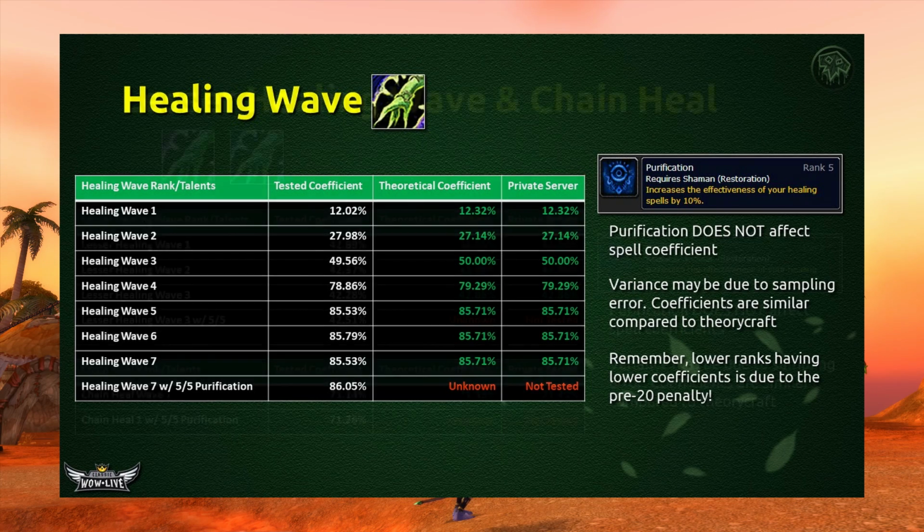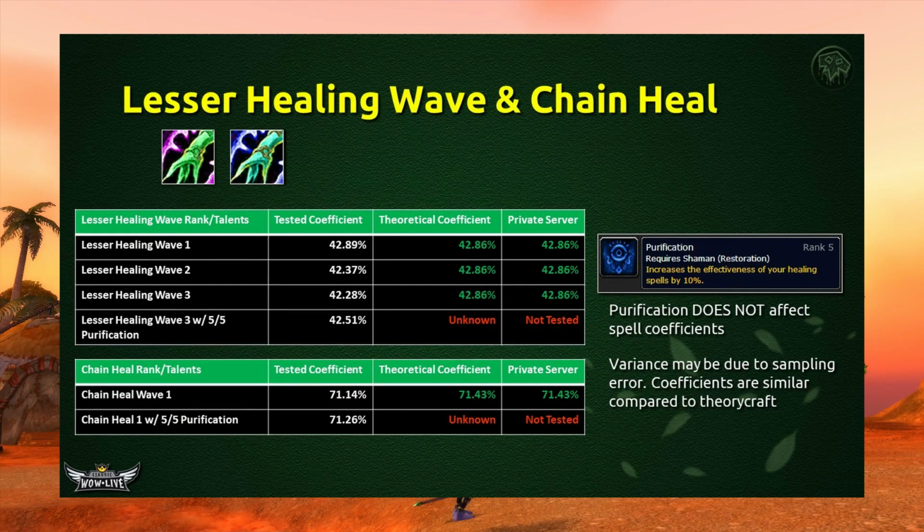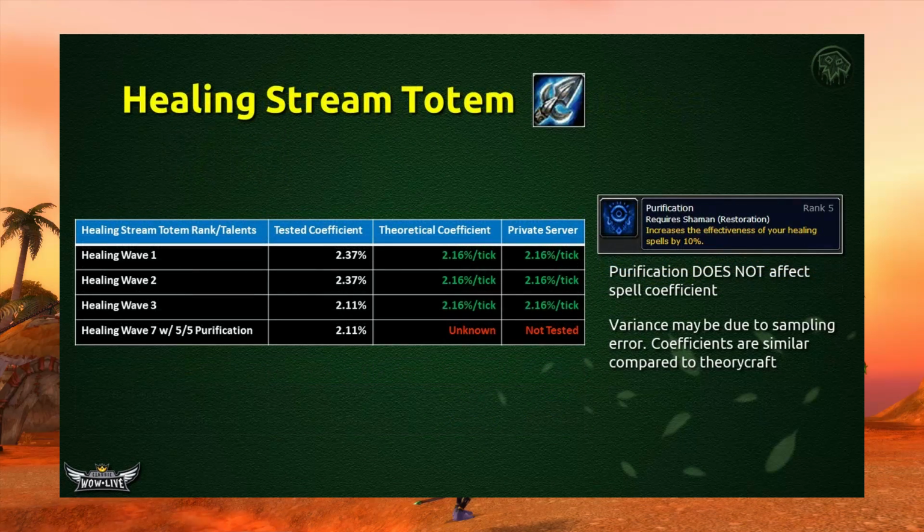So Healing Wave gets what we thought it would, as does Lesser Healing Wave and Chain Heal. Lesser Healing Wave should receive 42.86%, and we're well within that range, and Chain Heal should receive 71.43%, and again, we see that as well. Purification also does not affect the spell coefficients of either of these spells. Last but not least, we have Healing Stream Totem. It should receive about 2.16% per tick, and we get very close to that, 2.37 to 2.11%. Again, Purification does not affect this totem's spell coefficient.